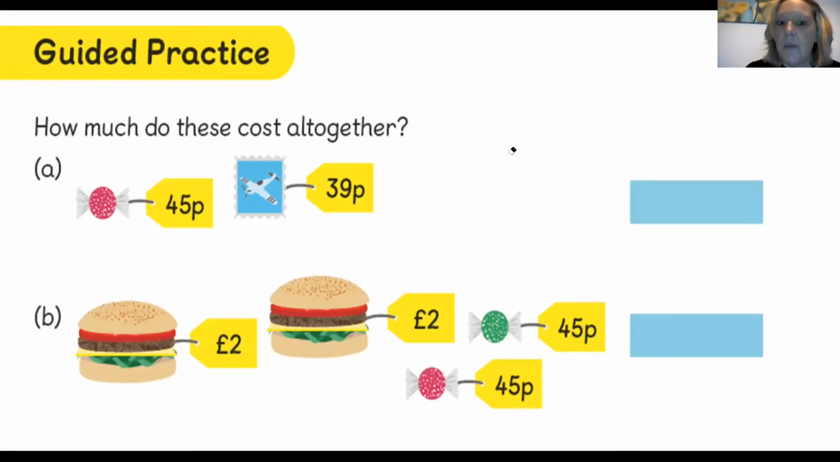This guided practice, I want you to have a go at doing this yourself. Pause the video and have a go at working these out, and then I'm going to show you how I worked them out in a little while. Now, you might need to think about using column addition, which is what we spent a lot of time in the autumn term doing, and see if you can remember how to work that out. Okay, so the next part of my video will be showing you these answers. Good luck. Bye for now.